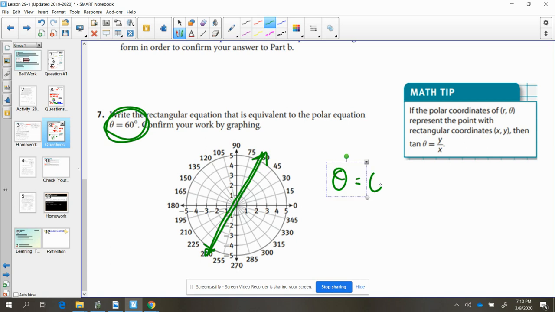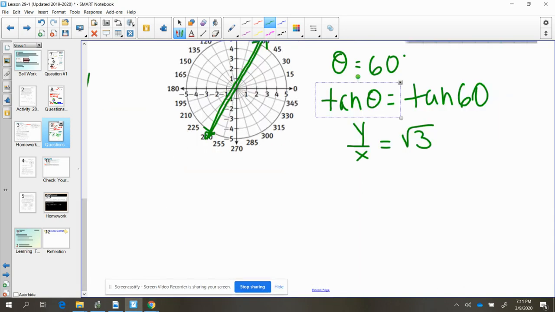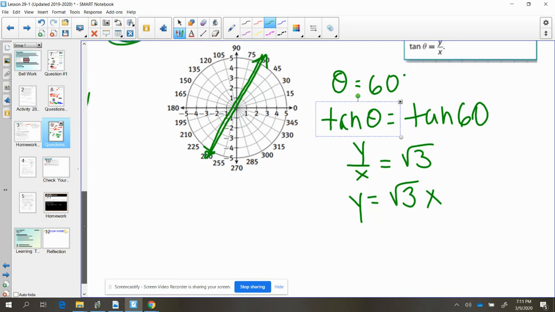Well, again, theta equaling 60, if we tangent both sides, tangent of 60 is the square root of 3. So we can rewrite tangent as y over x. We can rewrite tangent 60 as square root 3. And we are able then to see from here that if we multiply both sides by x, we have again a line with the slope square root 3x.